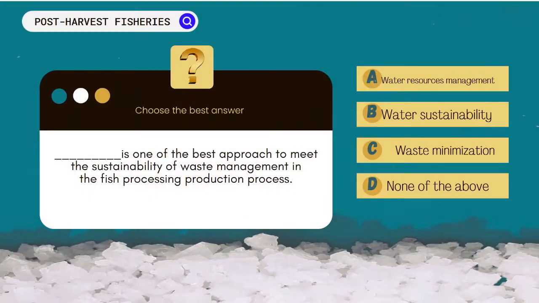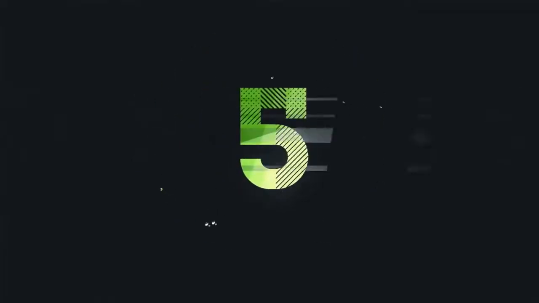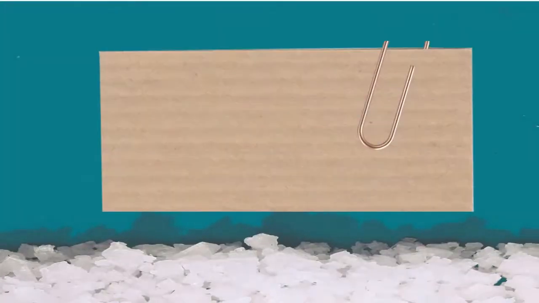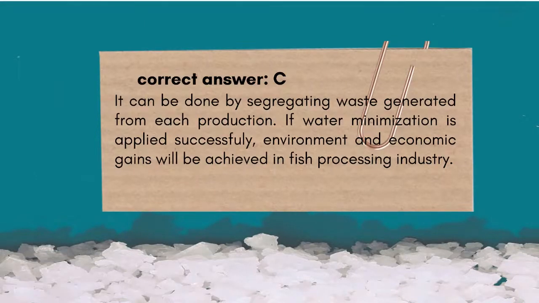Blank is one of the best approaches to meet the sustainability of waste management in the fish processing production process. A. Water resources management. B. Water sustainability. C. Waste minimization. D. None of the above. The correct answer is C. It can be done by segregating waste generated from each production. If waste minimization is applied successfully, environmental and economic gains will be achieved in the fish processing industry.